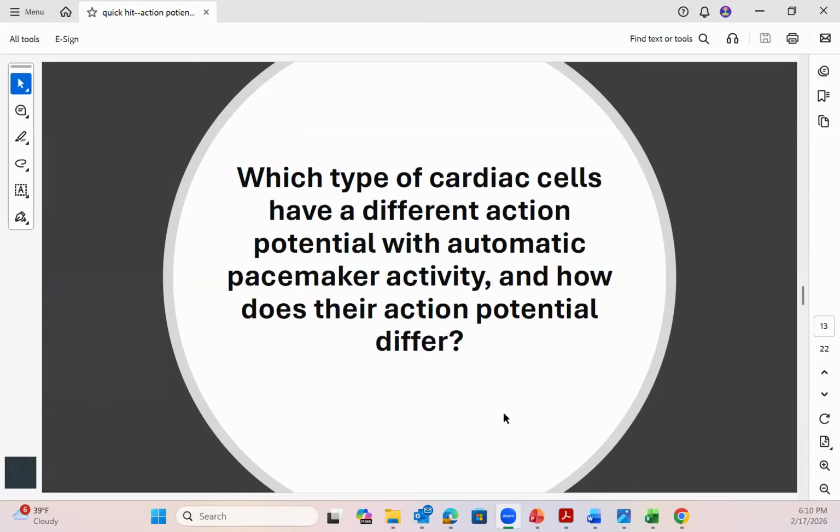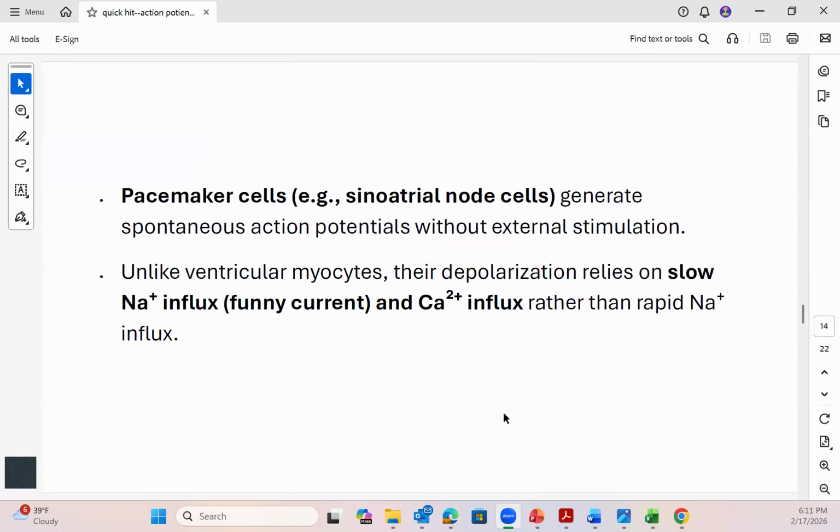Okay. What type of cardiac cells have different action potentials with automatic pacemaker activities? This is a two-part question. And how does their action potential differ? I'm going to think about that for a minute. And survey says the pacemaker cells.